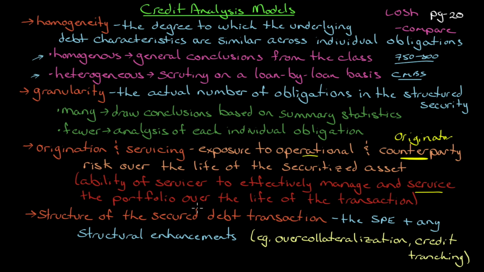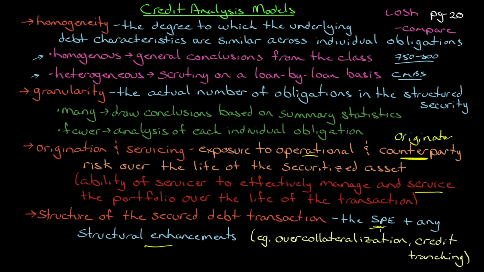The structure of the secured debt transaction. Here you're looking at the SPE itself and any structural enhancements such as over-collateralization or credit tranching. When we say looking at the SPE, does the SPE truly own the assets? Have the assets been truly transferred to the SPE? Is there bankruptcy remoteness such that if the originator went away, the assets of the SPE would continue to survive?